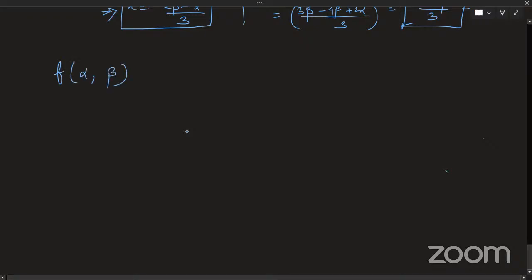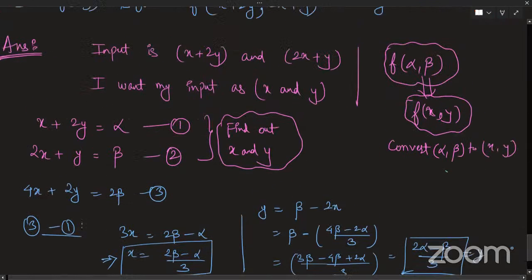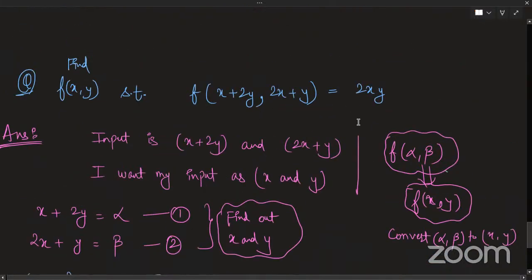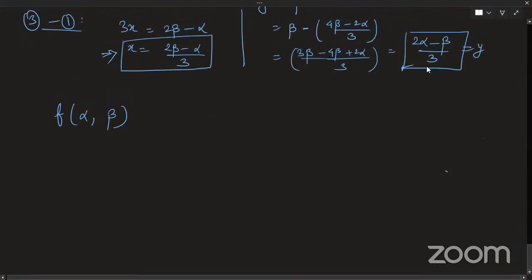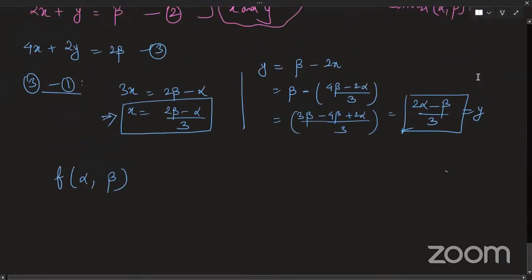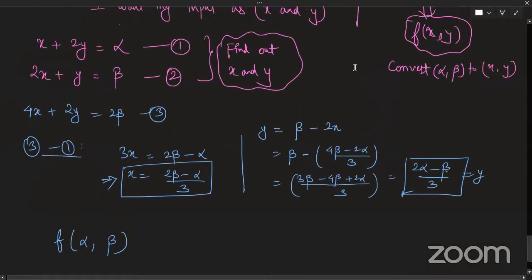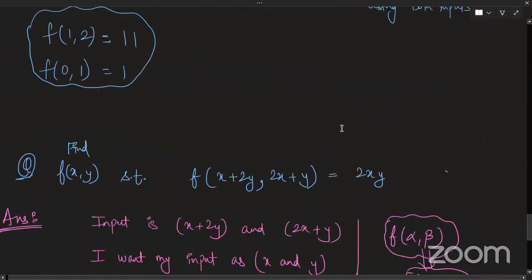See, I will just show you again. What is happening is I have f of alpha comma beta. I have got x in terms of alpha and beta, and y in terms of alpha and beta. So what can I do? See, I have f of alpha comma beta as 2xy.